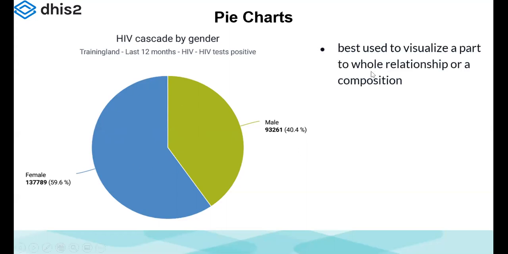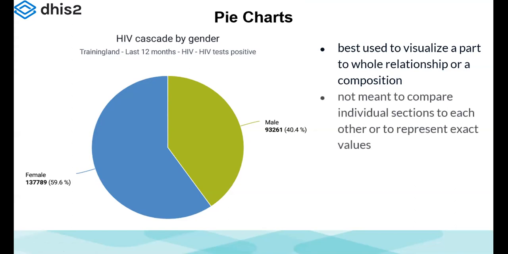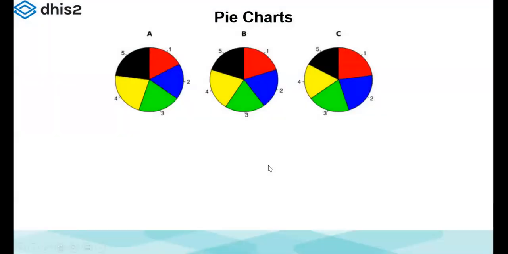That is why this is best used when we want to visualize a part-to-whole relationship or a composition, right? Because we can use stacked charts to show composition, but here there is always this part-to-whole, the proportion concept is always there. And the other important thing is that this is not meant to compare individual sections to each other or to represent exact values. We have to be mindful that we are not going to compare individual sections when we are using pie charts. You can say, yeah, we can, obviously. Looking at this one, we can see female is greater than male. But this is not a concept that we can apply in a generic way to represent exact values. So why do I say so? Let me show you another example.